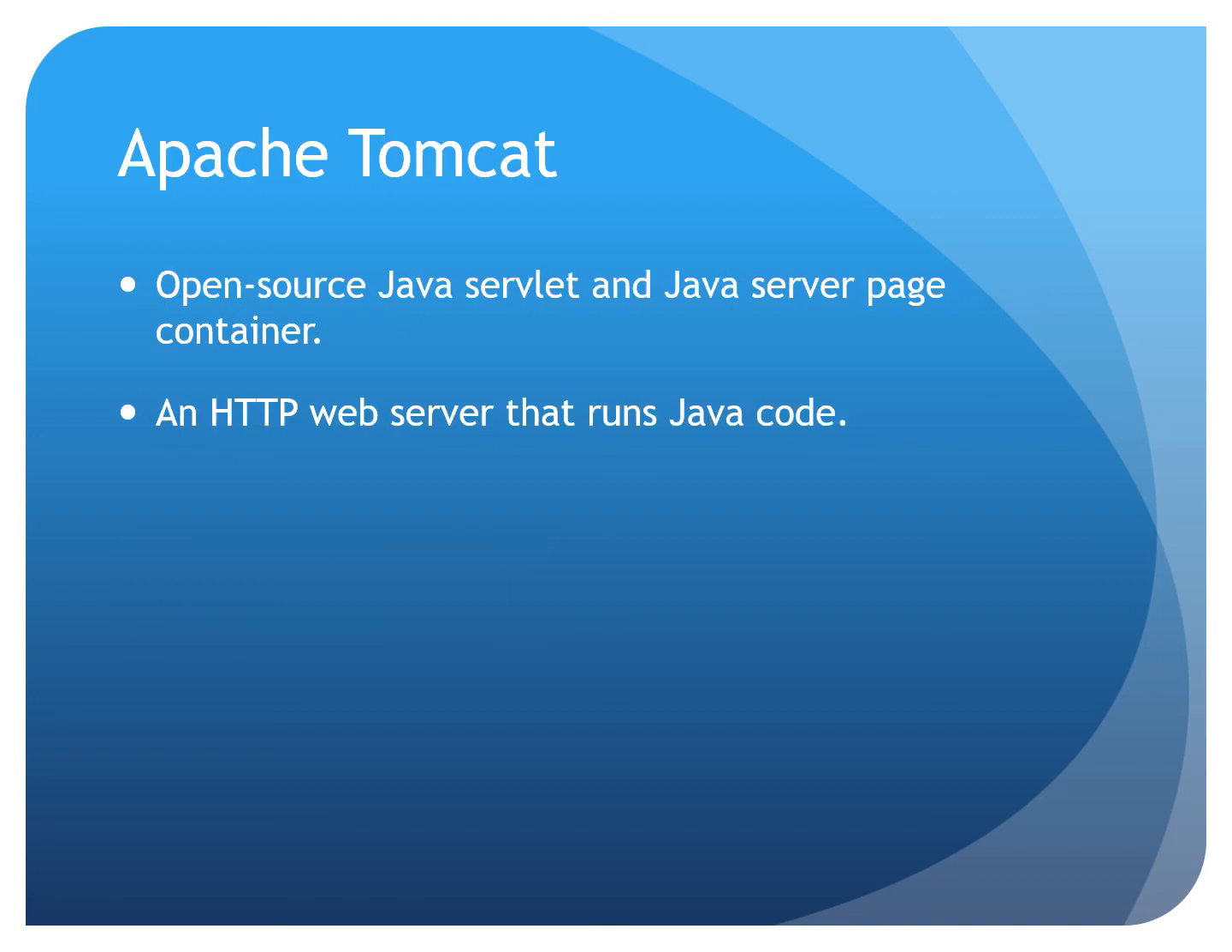Now let's talk about Apache Tomcat. It is open source, as I said. It's an open source Java servlet and Java server page container that allows developers to implement Java applications. Tomcat is an HTTP web server that runs Java code, and Tomcat is able to receive a request from a client, manage the request in the application, and return the result to the client.